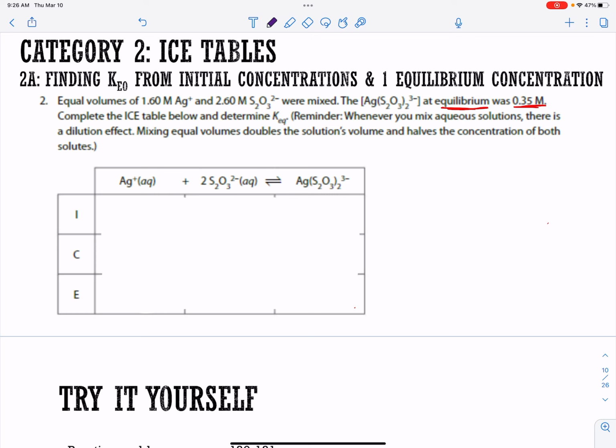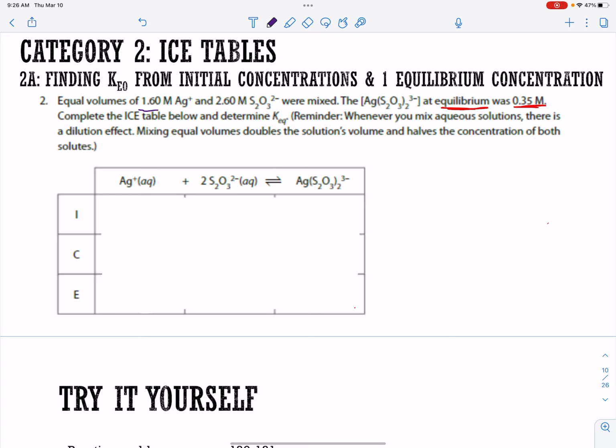Now, it's got that reminder in there. Whenever you mix aqueous solutions, there's a dilution effect. So it's going to double the solution's volume and halve the concentration. So in this one, I don't actually need to use that C1V1 formula because it's kind of given us a really good hint right there.